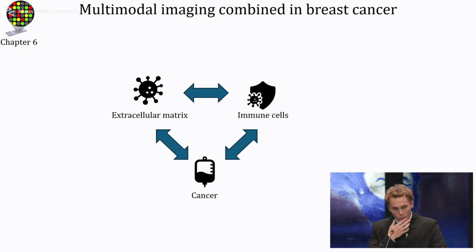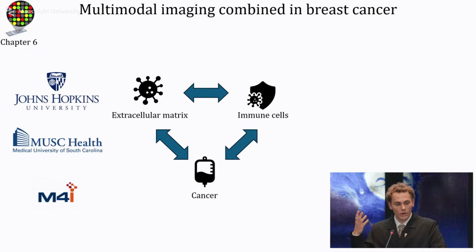Now, for the final chapter, I want to present some preliminary data because this is still an ongoing project. It's a project looking at the correlation between the extracellular matrix, immune cells, and cancer markers. And we want to do multimodal imaging to look at this in breast cancer. It's an ongoing collaboration with Johns Hopkins and the Medical University of South Carolina. And in the US, they want to look very specifically at the extracellular matrix and the collagens that are present there and how these change in the cancer and the metastasis.